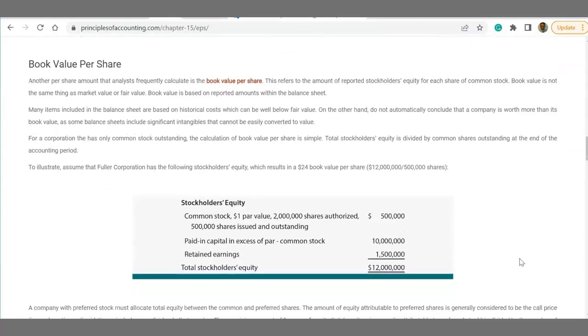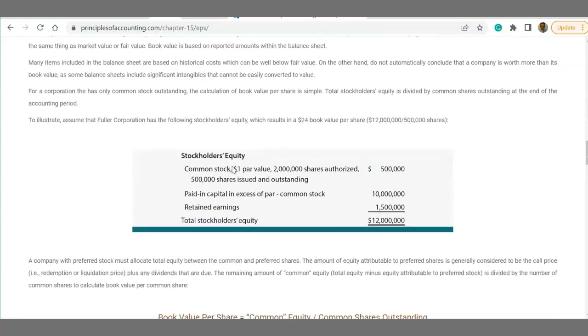Book value per share. So this company has, let's say, common stock of $1 par value, 2,000 shares authorized, but 500 shares are issued and outstanding. Okay, paid in capital in excess of par is, let's say, $10 million. This is additional capital that has been raised by issuing stock. And retained earnings is $1,500,000. Stockholders' equity is $12 million.